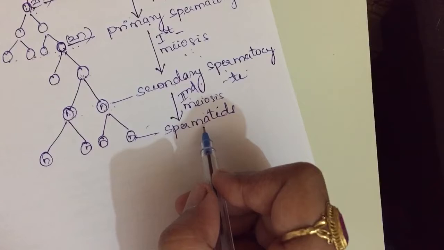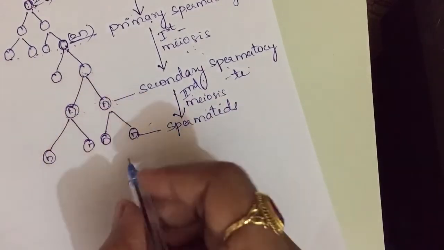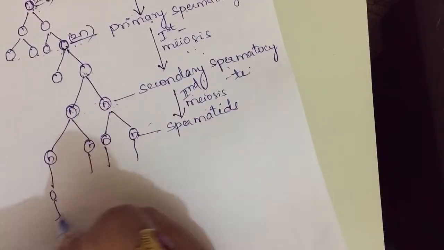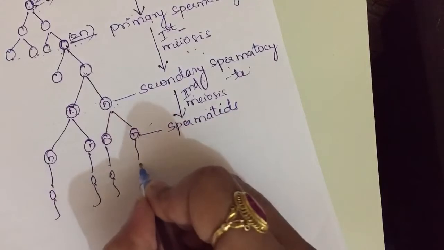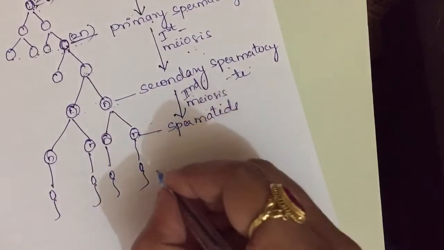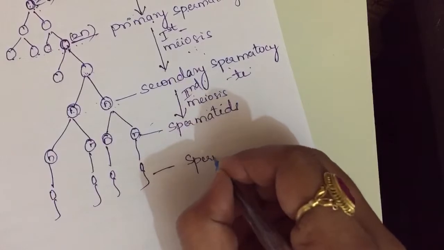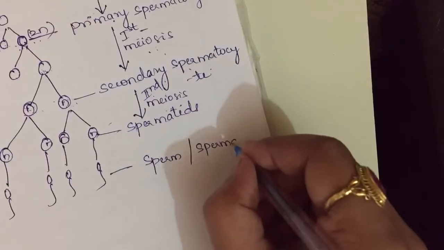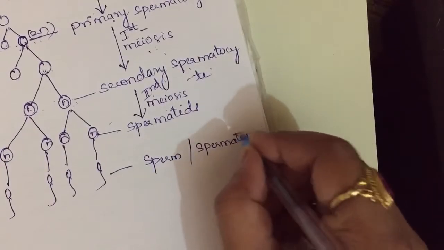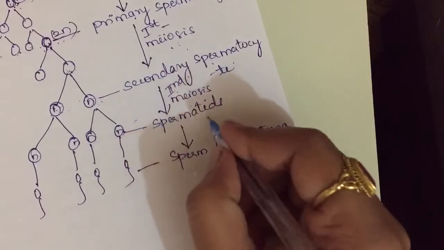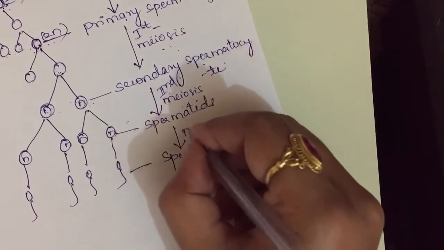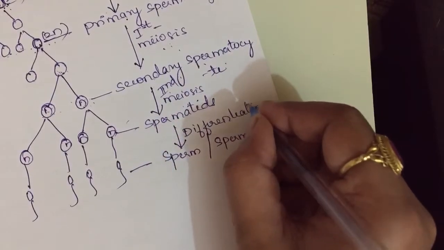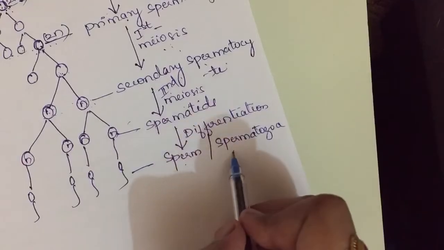It forms spermatids. After the formation of spermatids, each spermatid is getting converted to a sperm. Now this we call a sperm or spermatozoa. How does this conversion from spermatid to sperm take place? That is because of differentiation, which means spermatid will differentiate to form sperms.